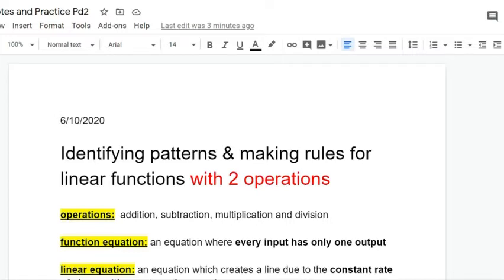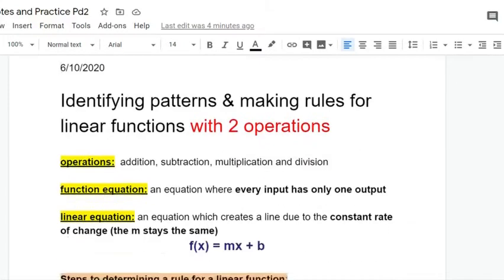Identifying patterns and making rules for the linear function with 2 operations, and those operations are going to be multiplication, that's one, and then addition or subtraction, that will be the second one. The operations are addition, subtraction, multiplication, and division. At this time, we're not using division. You could see it on the regions. Multiplication is a little more common, and it's just been a disaster writing division in the computer.